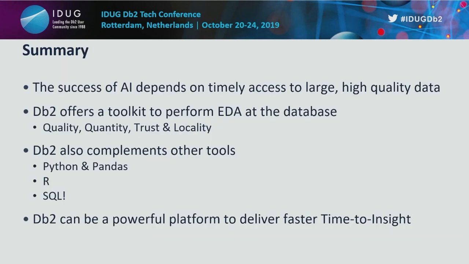So, just to summarize, the core to succeeding with AI is having access to data. And relational databases, DB2, have that data. What a database delivers is quality of data, the quantity of data that's needed, a trusted data source, and also the capability to do local processing on the data. And where that doesn't work, we can integrate with other tools as well.